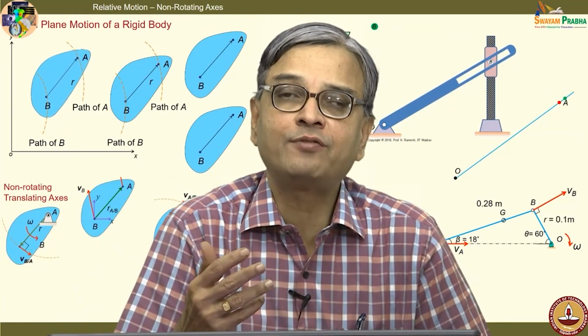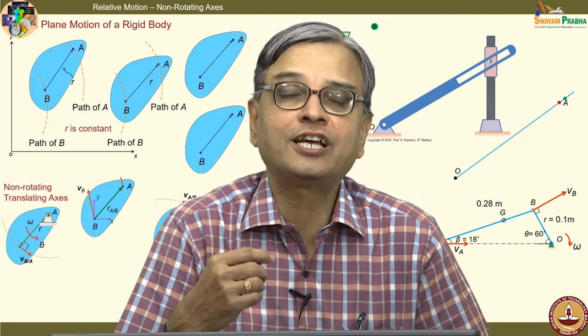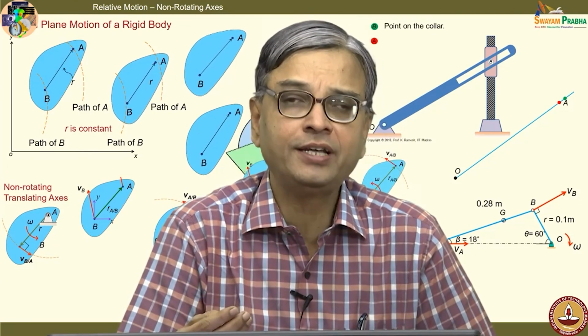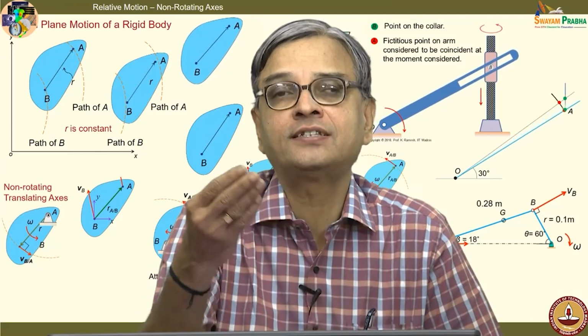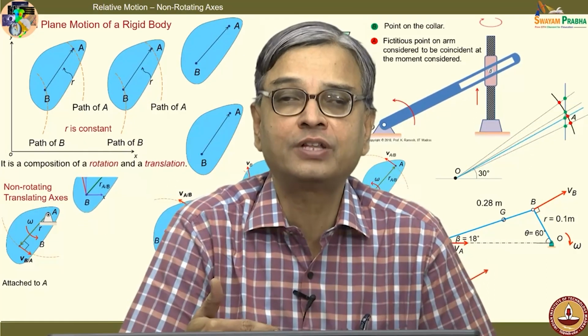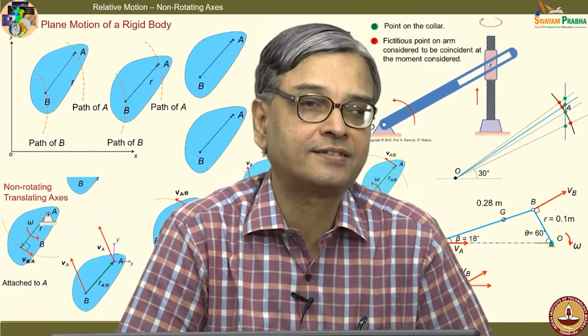And we also have to appreciate, by attaching a non-rotating translating axis to a rigid body, you see other points in the rigid body having a circular motion with respect to the attached axis.